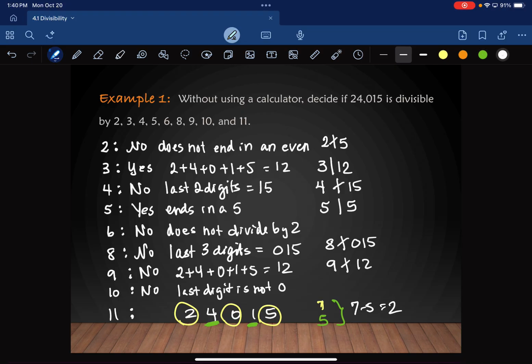What does it tell me? Not divisible by 11. Not going to work, and the reason is because 11 does not divide 2. I'm looking at this value at the end, this subtracted value, this difference, and if 11 doesn't divide it, then it's just not going to work.